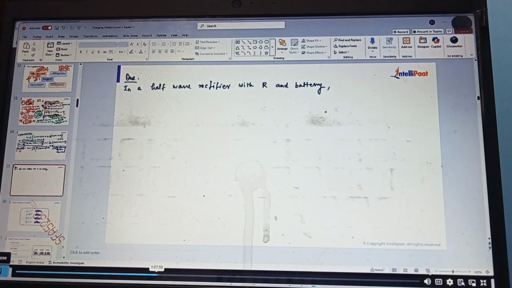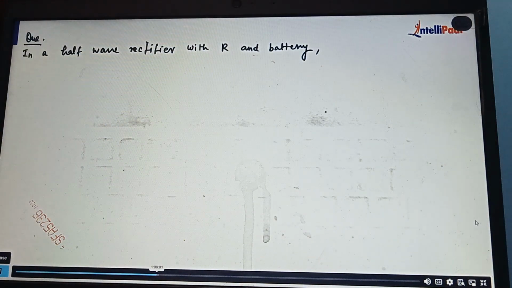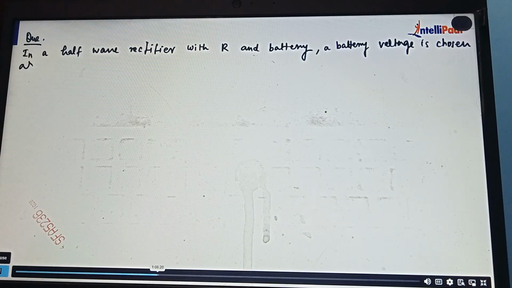So, in a half wave rectifier with R and battery, the battery voltage is chosen as 12 volt. How much battery voltage have we selected here? 12 volt.